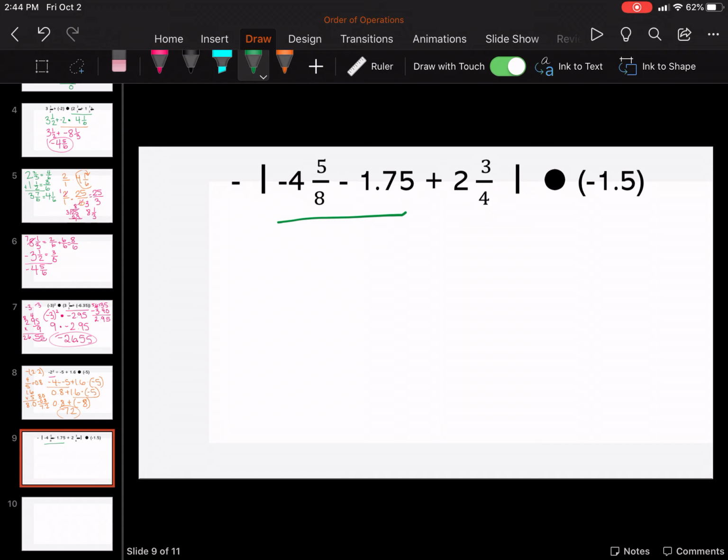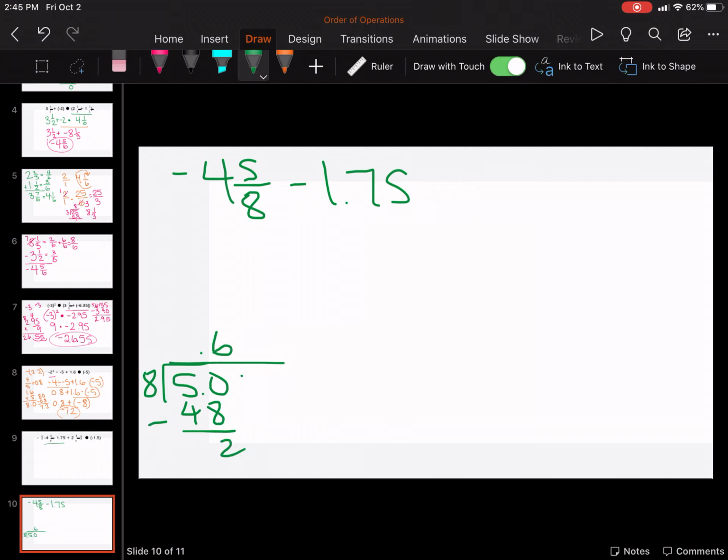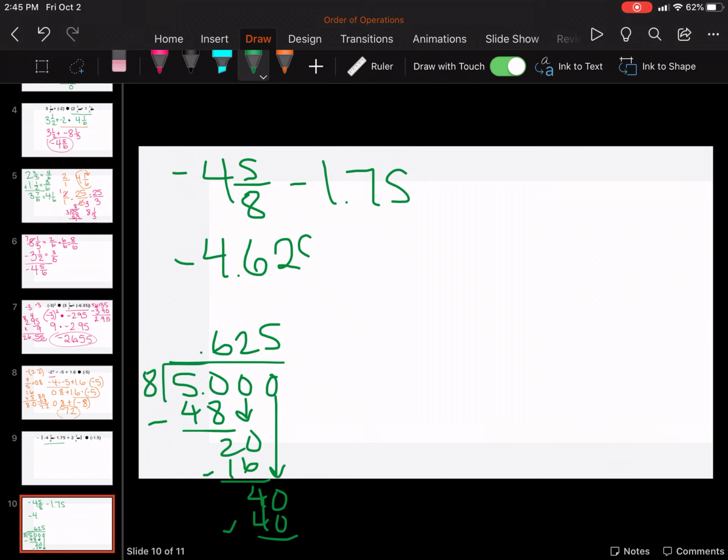Okay, so we need to change negative 4 and 5/8 minus 1.75. 5/8, your decimal and your 0, 6 times, 2 times, not 0, goes in 5 times. So it is negative 4.625.